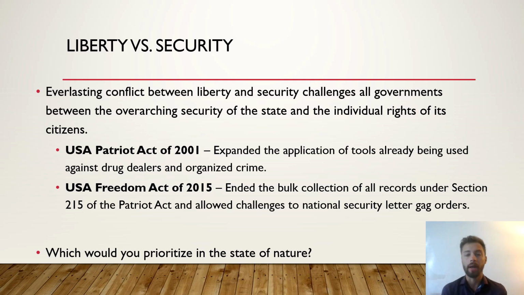So we also see backtracks of these types of prioritizations occur later on, as we later prioritize liberty in the year 2015 under the U.S. Freedom Act of 2015, which ended the bulk collection of all record keeping under Section 215 of the Patriot Act and allowed challenges to national security letter gag orders. So we see throughout our history, we have a constant ebb and flow between prioritizations of security through the U.S. Patriot Act of 2001 and then later prioritizations of liberty through the U.S. Freedom Act of 2015. When you are in the state of nature, which I will explain in just a few slides, which of these would you prioritize?